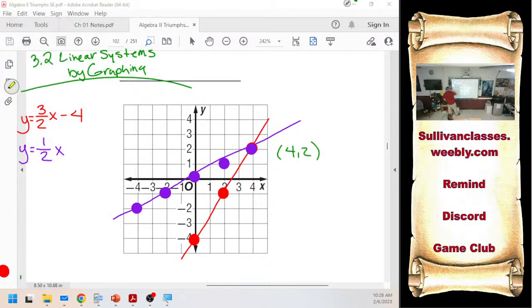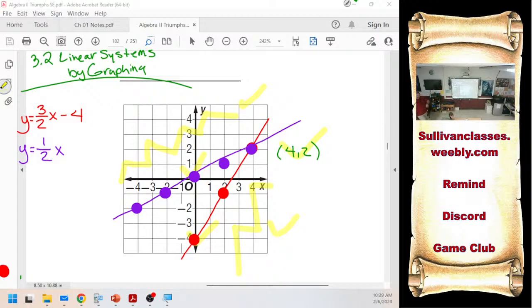So you should have. Did you start in the right spot? Was your slope correct for green line? Did you start in the right spot? Was your slope correct for blue line? Did you actually tell me what the answer was? And it was correct, hopefully.